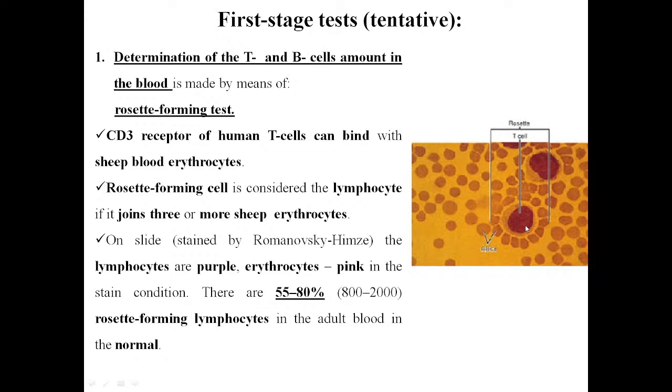And we should count in the smear how many such cells that form rosettes are present. If the amount of such lymphocytes is from 55% up to 80%, in percent, or in absolute amount from 800 up to 2000 lymphocytes, it is okay. There is no immunodeficiency. A normal patient has this amount of lymphocytes. So we have discussed how to detect the amount of T and B cells in the blood.